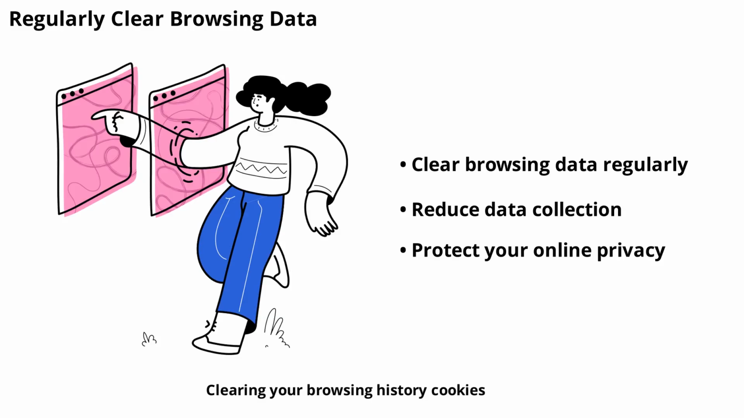Clearing your browsing history, cookies, and cache helps reduce the amount of data available for collection. Set your browser to automatically clear data after each session, or do it manually on a regular basis. This simple habit can help protect your privacy and limit the data used for AI training.